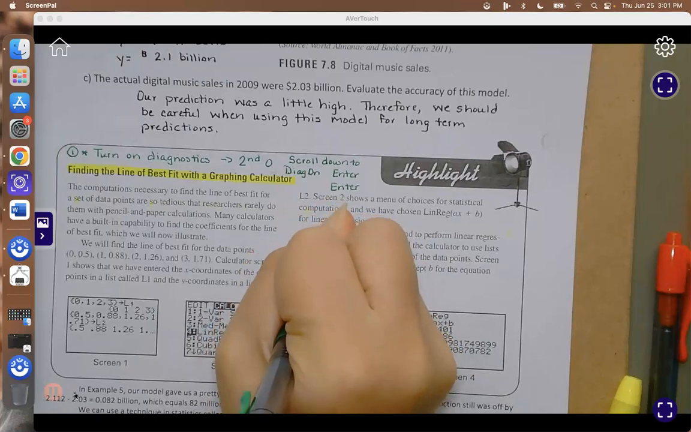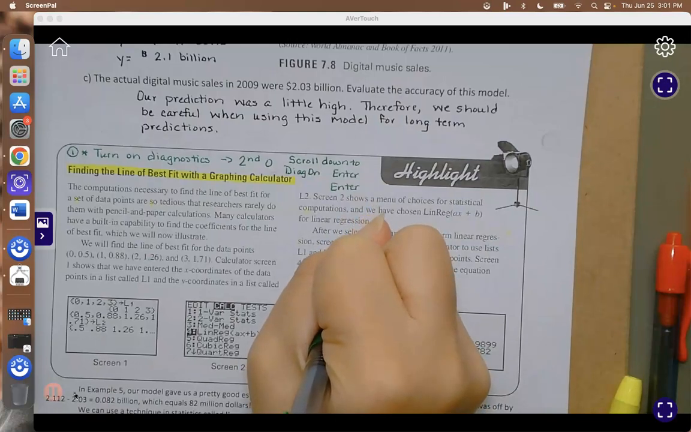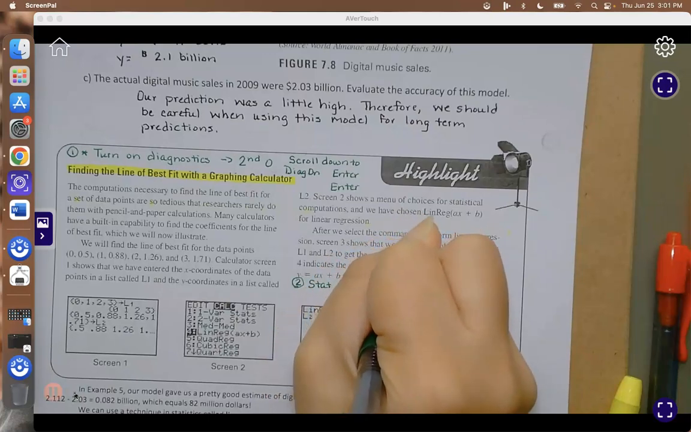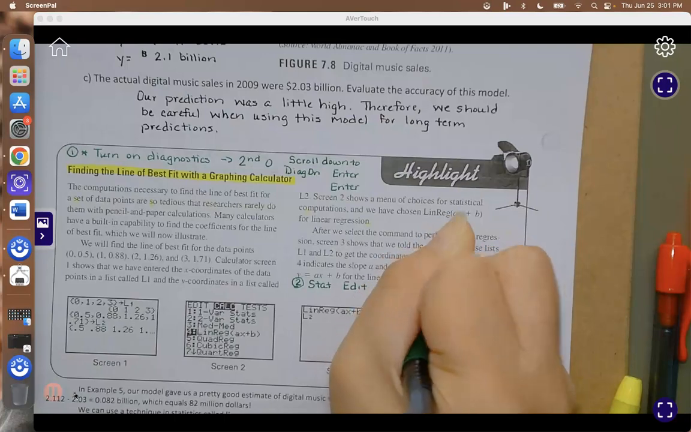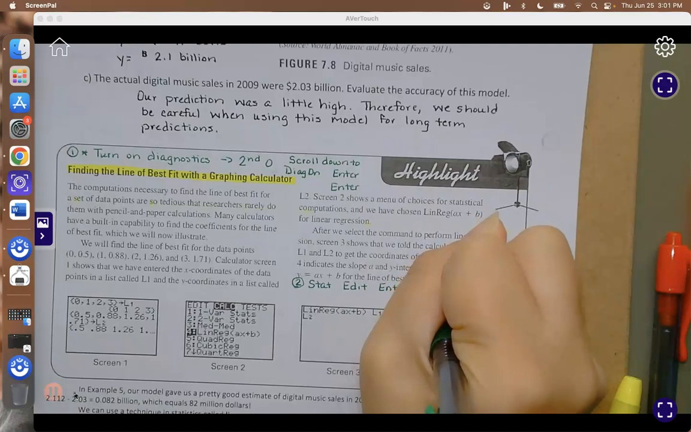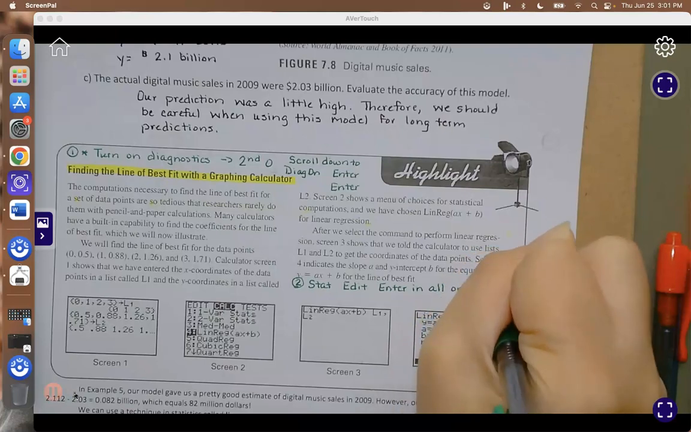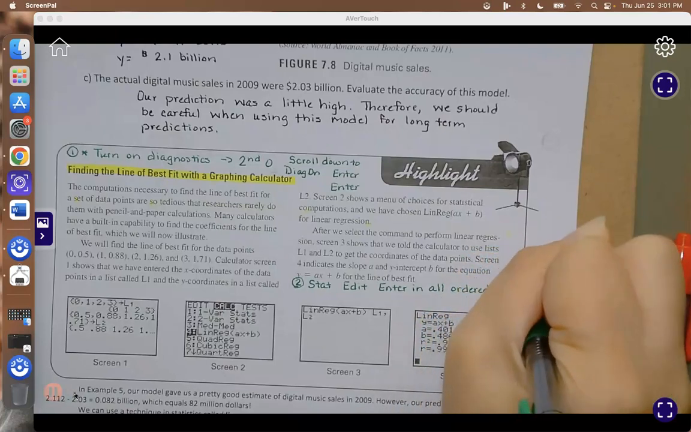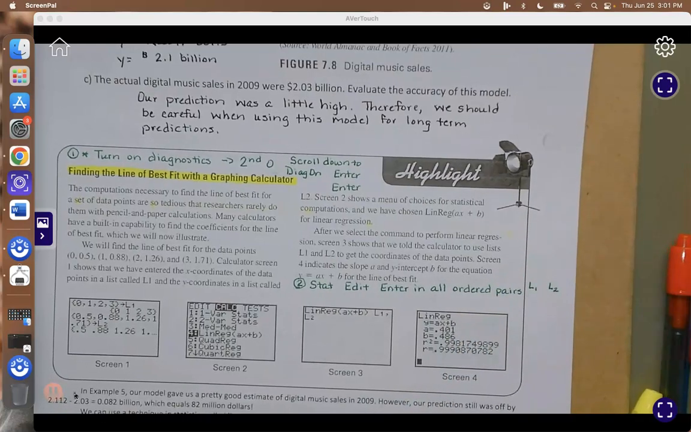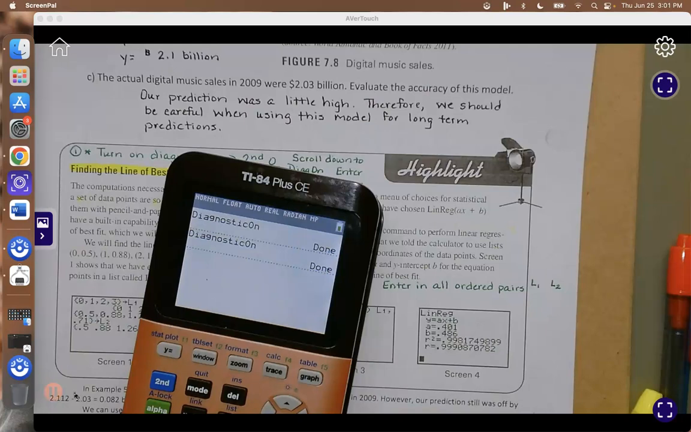You're going to go to Stat. Write this down first before you start. And you're going to go to Edit. Then you're going to hit Enter. Stat, Edit, and then you're going to enter in all ordered pairs. And you're going to enter them into L1 and L2. If you don't have L1 and L2, you need to restart your calculator to reset your stuff and then turn your diagnostics back on.